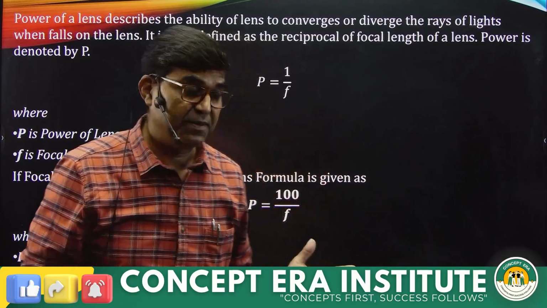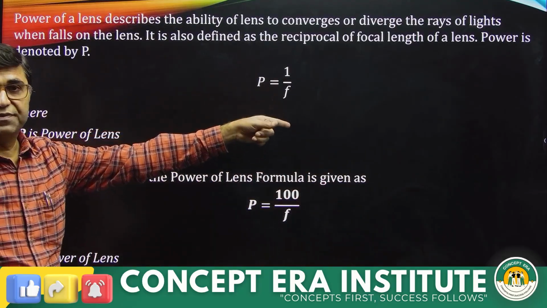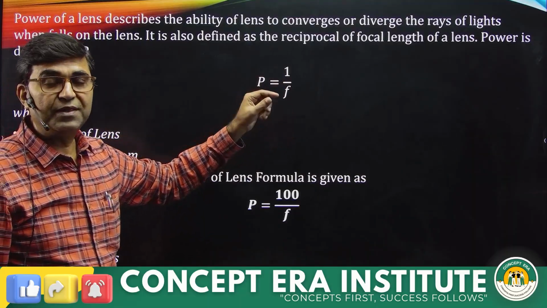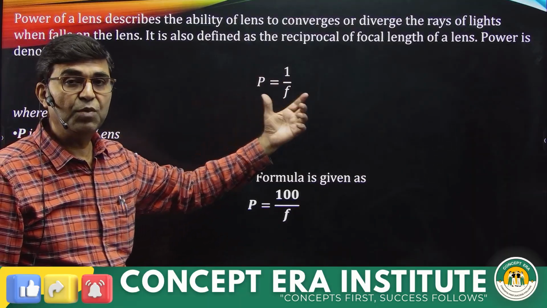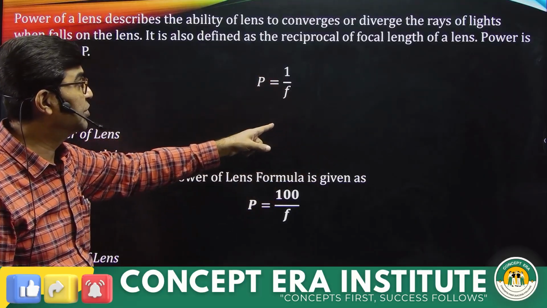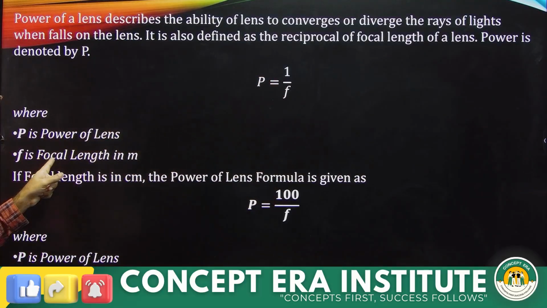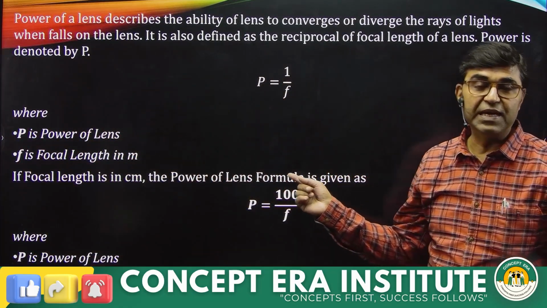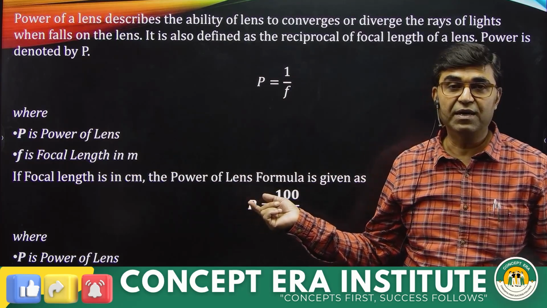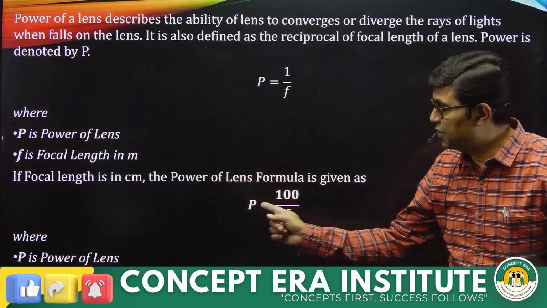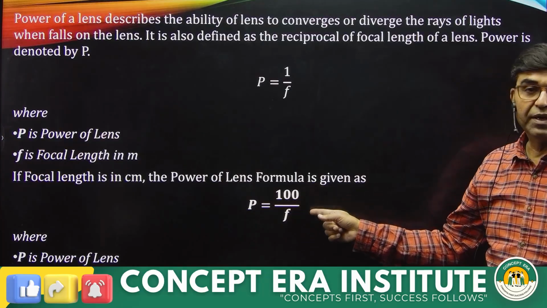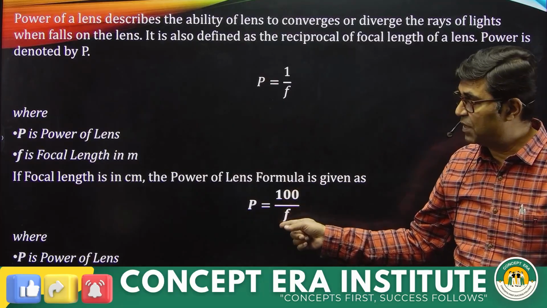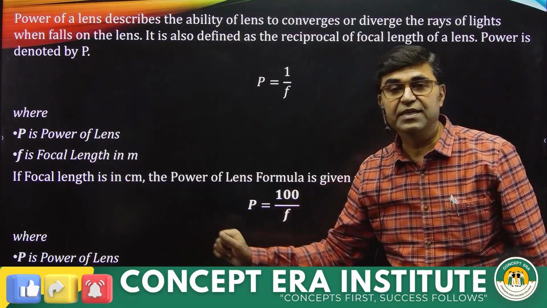How do we calculate this? P is equal to 1 upon f. Power is the reciprocal of the focal length. If focal length is less, power will be more, and if focal length is more, power will be less. But this formula is used when focal length is in meters. But if the focal length is in centimeters, as generally the numericals in the question paper are presented, then you can use P is equal to 100 upon f. This formula is applicable only when the focal length is in centimeters.